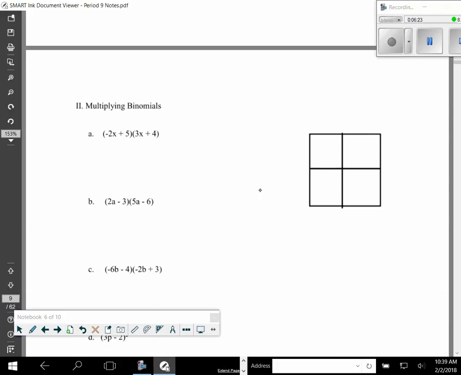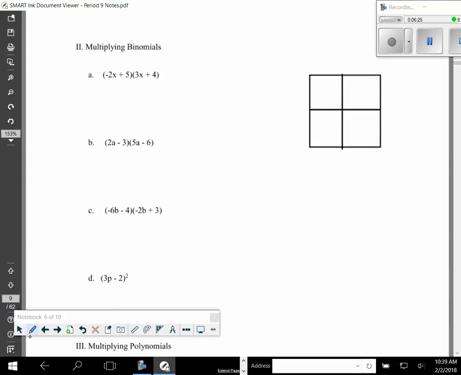Next, we're going to talk about multiplying binomials. In high school, a lot of students use this acronym called FOIL. I'm not a huge fan, but if you hear it, I'll make sure I refer to it at least once or twice in this video. All right, so how do we multiply binomials?